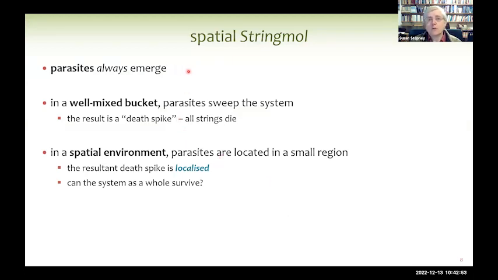Parasites always emerge, and in the bucket, there's always a death spike. We haven't managed to make a bucket of these strings that doesn't have a death spike so far. But in the spatial environment, the idea is that the parasites are located in a relatively small region of space. And so the death spike itself that you might end up with is also localized, but other strings can survive in other parts of the bucket. So our question here was, if we do this, can the system as a whole survive?